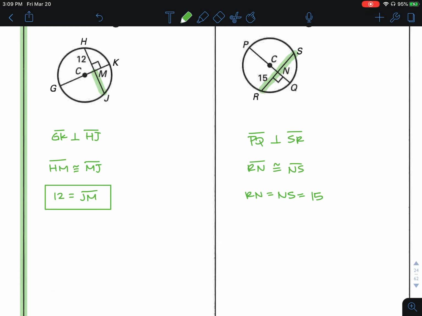Well, I want to find the whole length of SR. Well, that is RN plus NS. Well, RN is 15, NS is 15. So SR equals, add them together, 30.